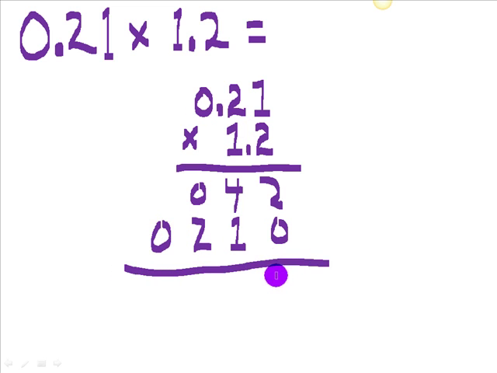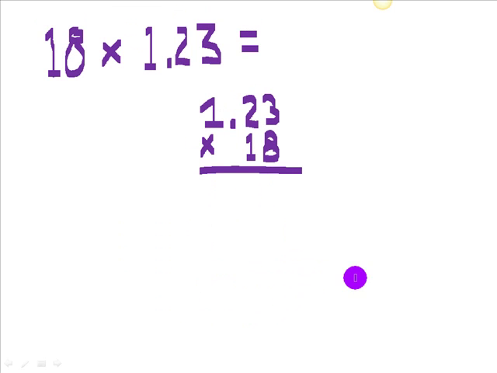So then I come in and I can add this up. This is an addition. I have 2, I have 5, and I have 2, and a 0. Then I have 1, 2, 3 numbers that are to the right of the decimal. So I have 1, 2, 3, and I place my decimal. So 0.21 times 1.2 is 0.252.